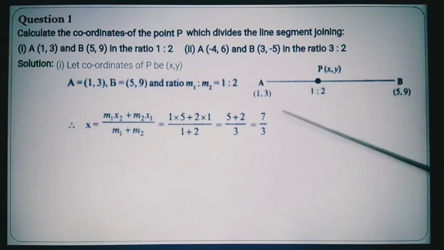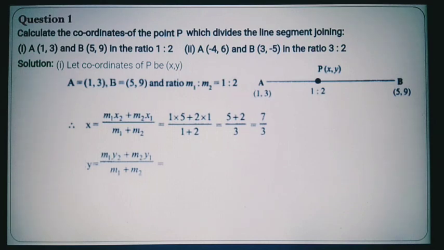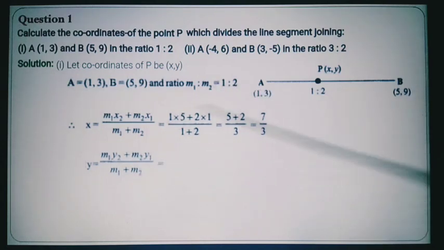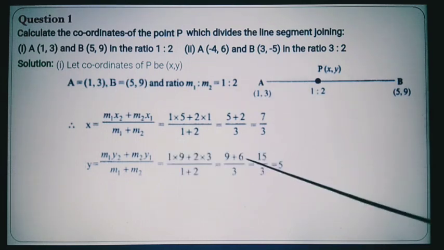Let's find the value of y in the same manner. The value of y can be found using this formula. We know the value of m1, right? m1 is 1, m2 is 2, y2 is 9, and y1 is 3. So if I put the values, then after simplification I'll get 5. You can check out the simplification part.